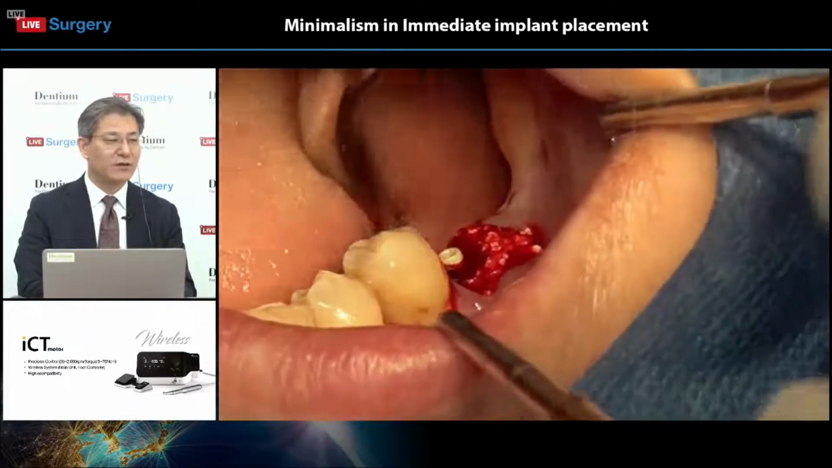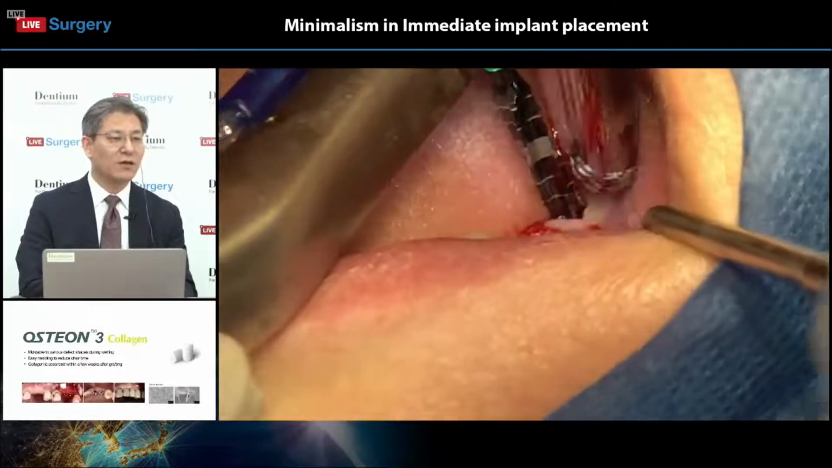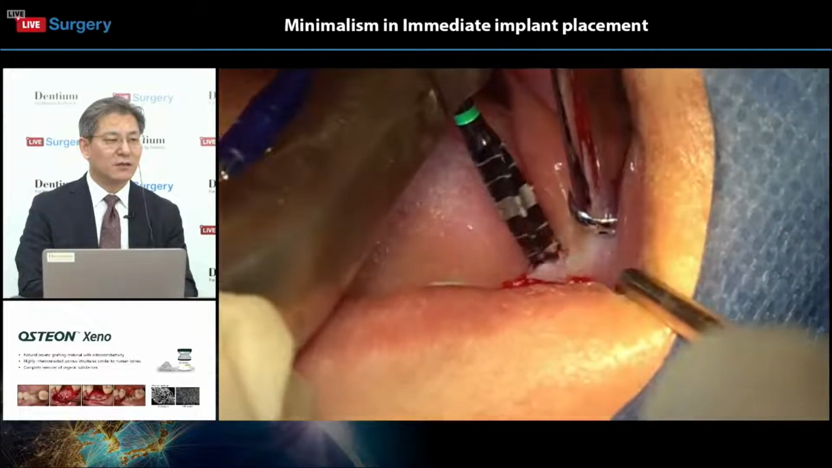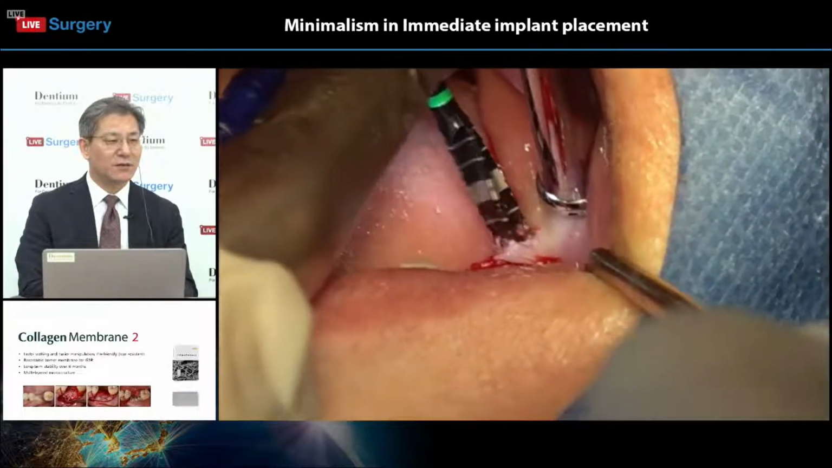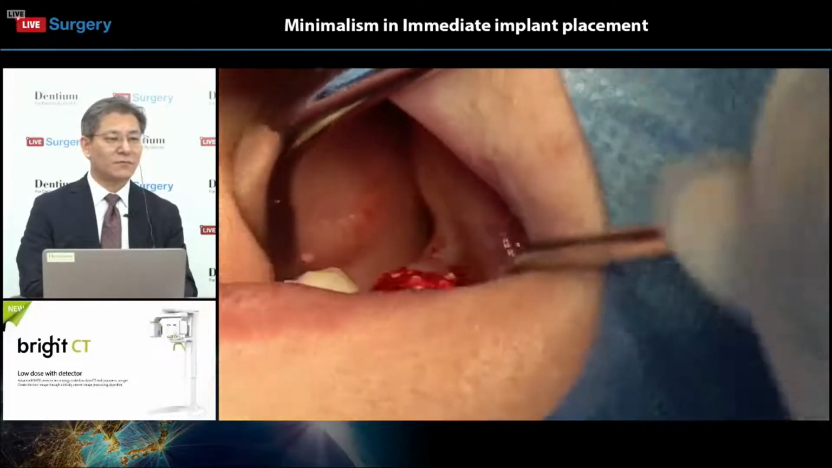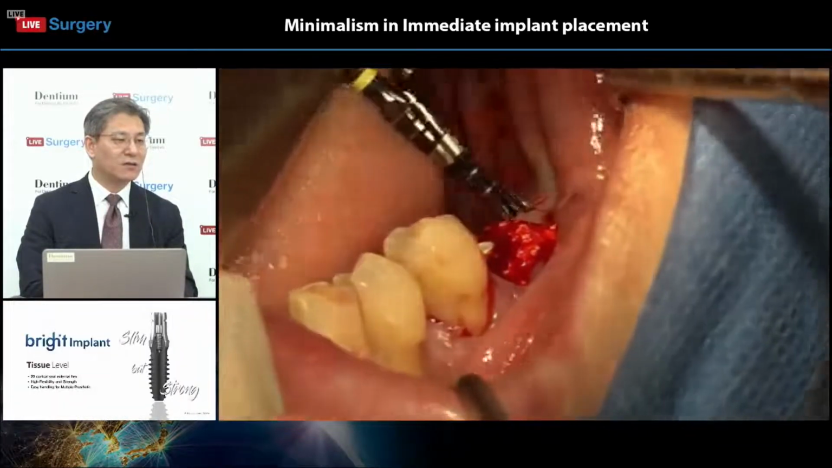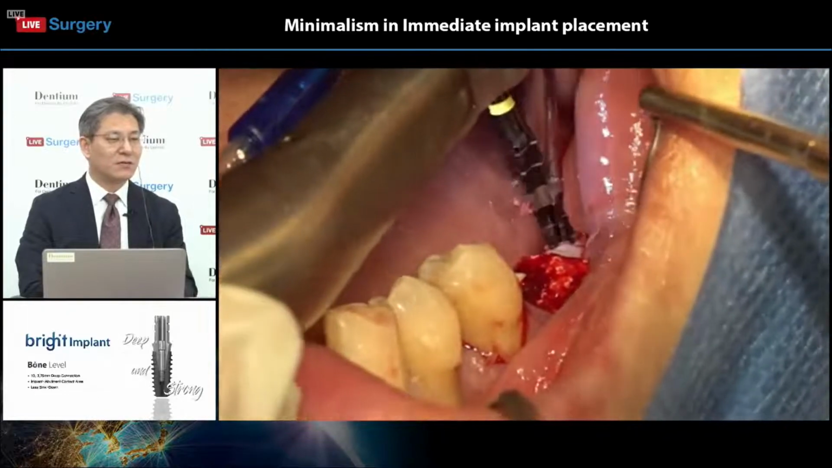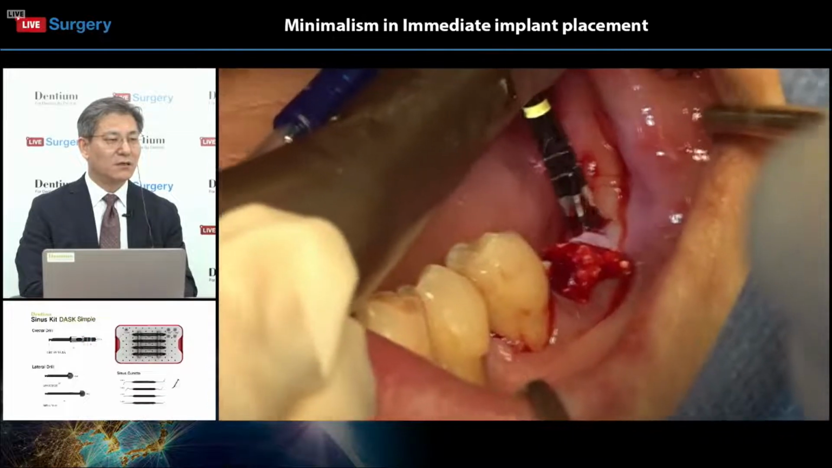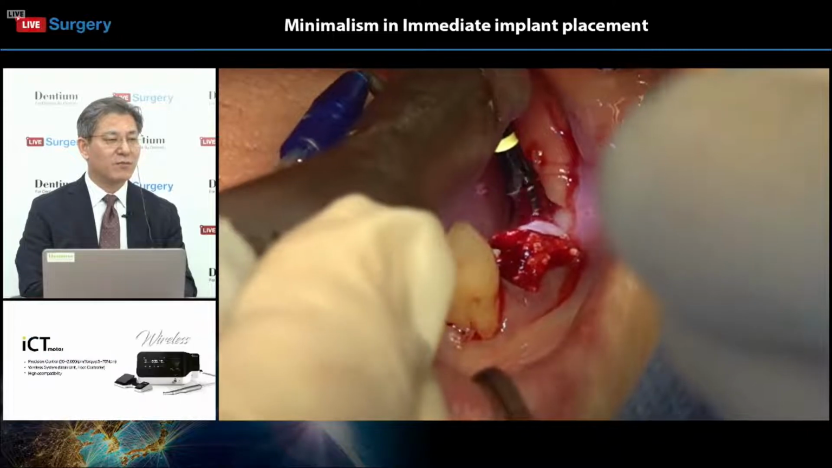This is the 36 area. Okay, now he is doing the osteotomy on the 37 area, flapless surgery. I think the same size will be applied on the 37 second molar area. Okay, with the lower speed drill until almost 9 millimeter.